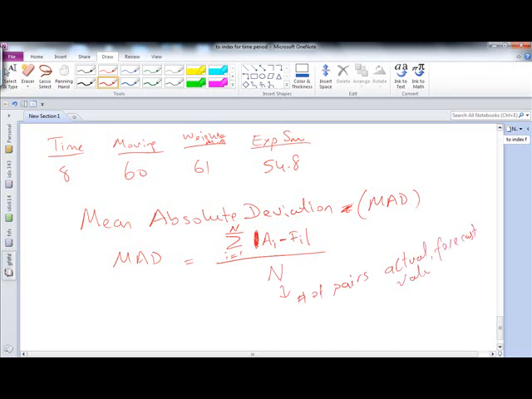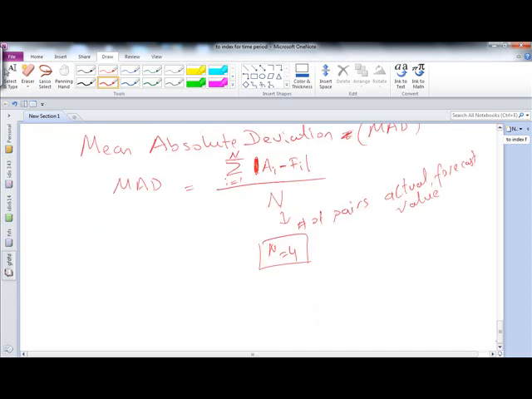value, right? In our case, when we used the moving average, weighted moving average, and exponential smoothing, we started from F4, and we have an A4, we did A5, F5, F6, F7, and F8, but for F8 we don't have an actual value, so our pairs are time period 4, 5, 6, 7. That means in our case N is 4. Right? So now we need to do the calculation.